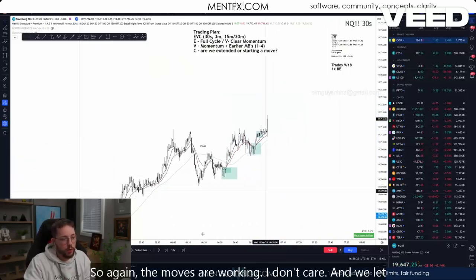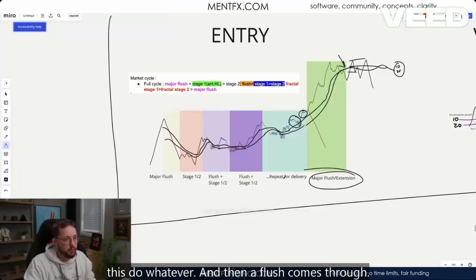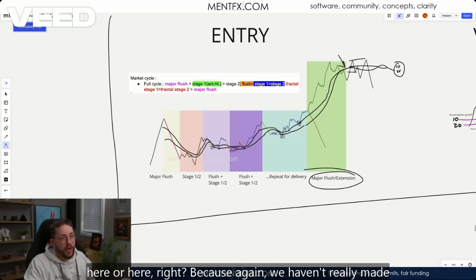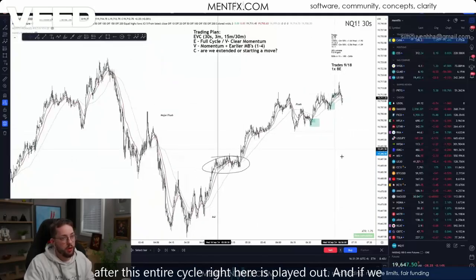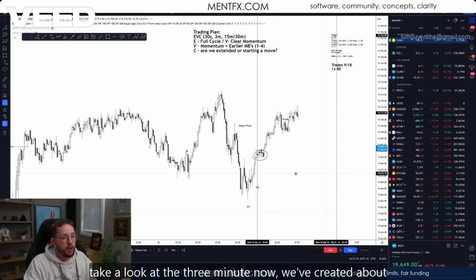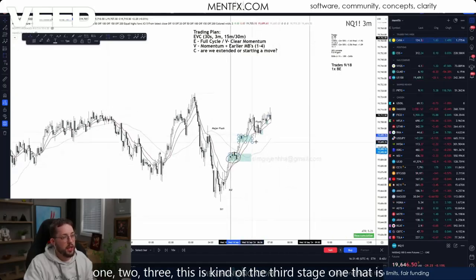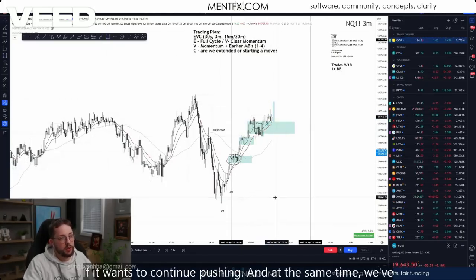So again, the moves are working. I don't care. And we let this do whatever. And then a flush comes through. Phenomenal. So again, as this happens, I assume we're maybe here or here, right? Because again, we haven't really made the push from this flush that we assume was this flush here, after this entire cycle right here has played out. And if we take a look at the 3 minute now, we've created about 1, 2, 3-ish. This is kind of the third stage one that is happening. So we do have a little bit of power left in this if it wants to continue pushing.